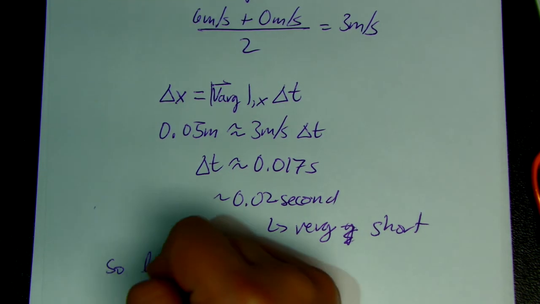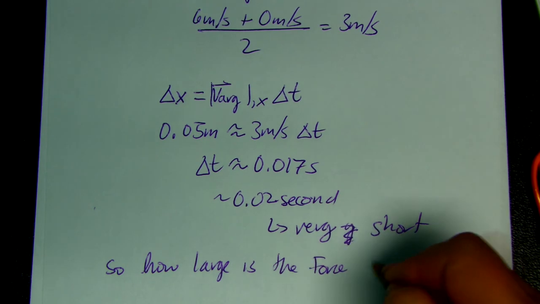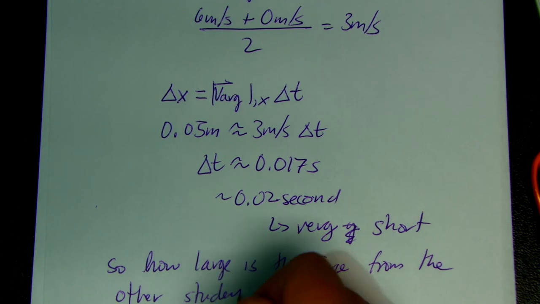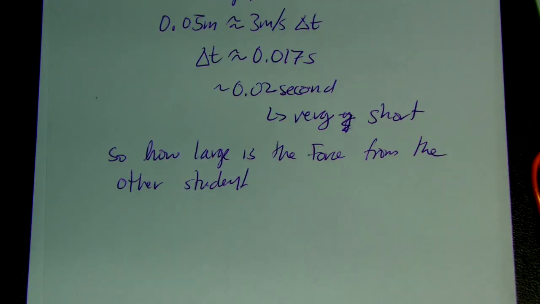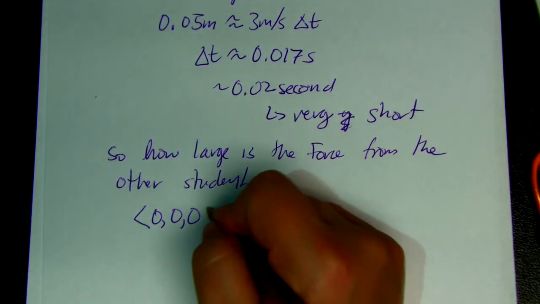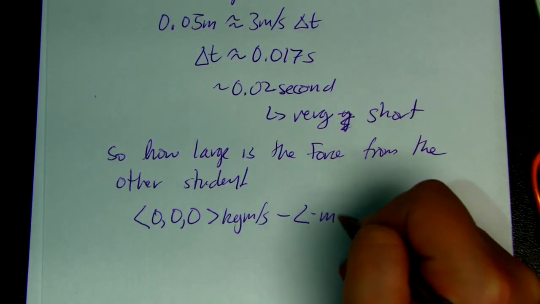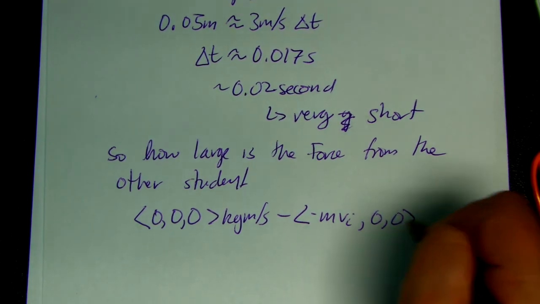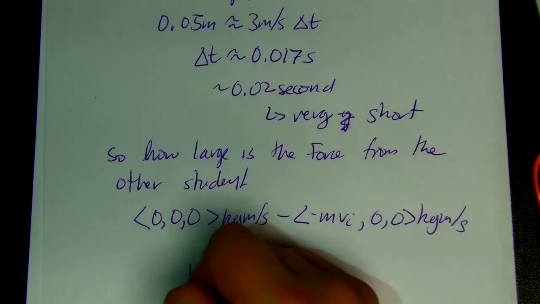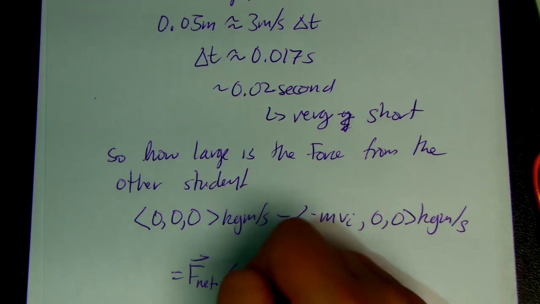So, how large is the force from the other student? Okay, so starting from, or ending at rest, minus, remember it was going in the negative direction. So we're going to get a positive force, which is just like we predicted with our initial setup. So we have F net, or this is all equal to F net delta t.